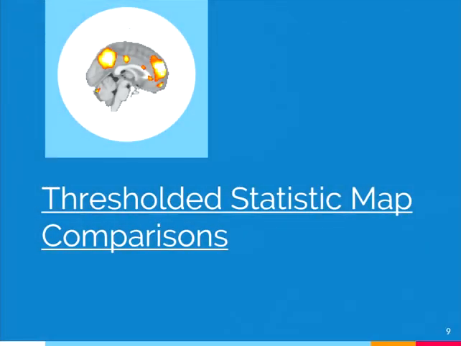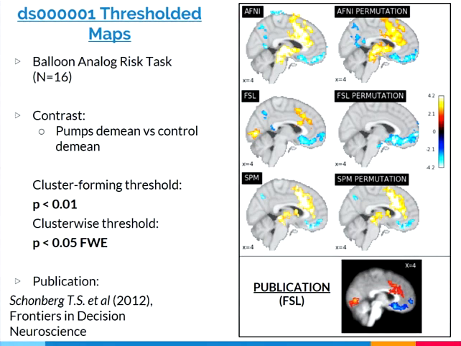For the rest of the talk, I want to talk about the results from this study. And I think the best place to start is to look at the group-level thresholded t-statistic maps. So here's the replication of the first study we did. So this was a balloon analog risk task with 16 subjects. And on the right-hand side of this slide, what you're seeing is the thresholded maps at the group level for the main contrast from the original paper.